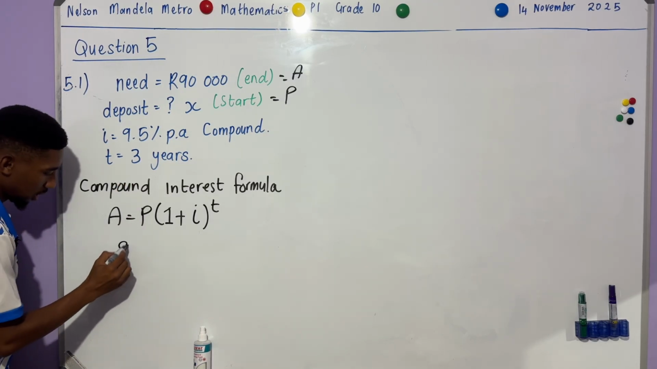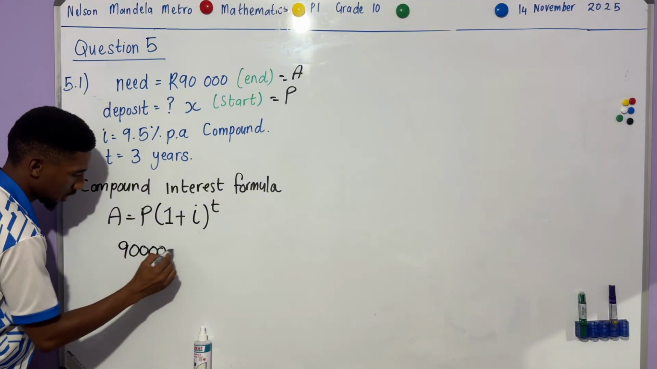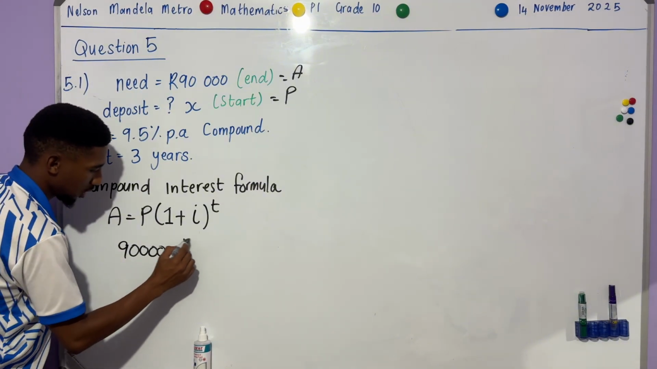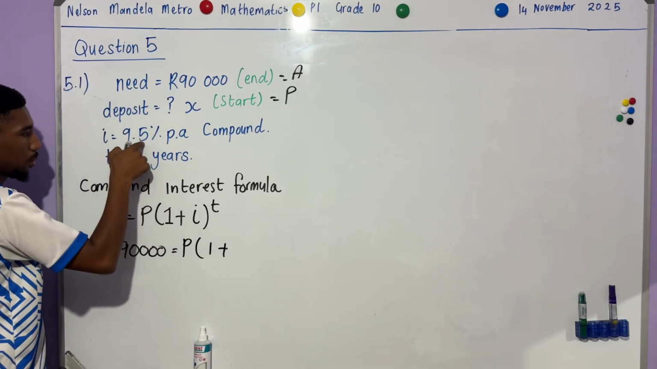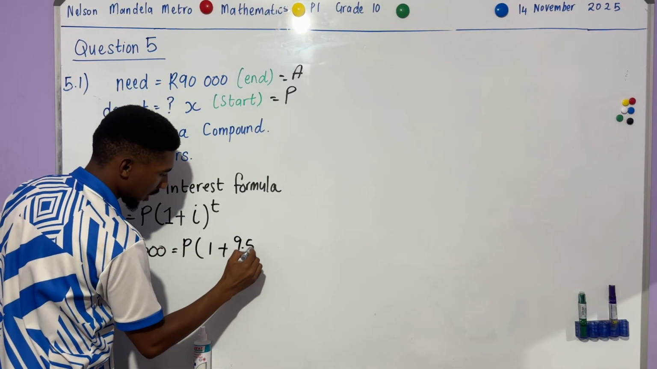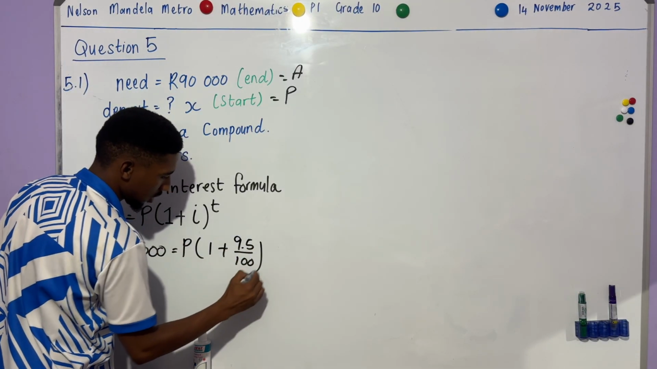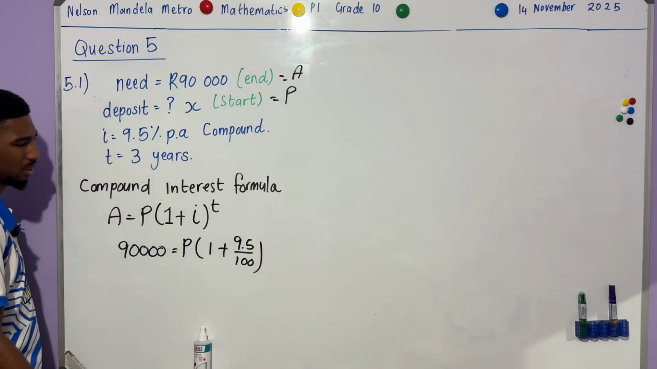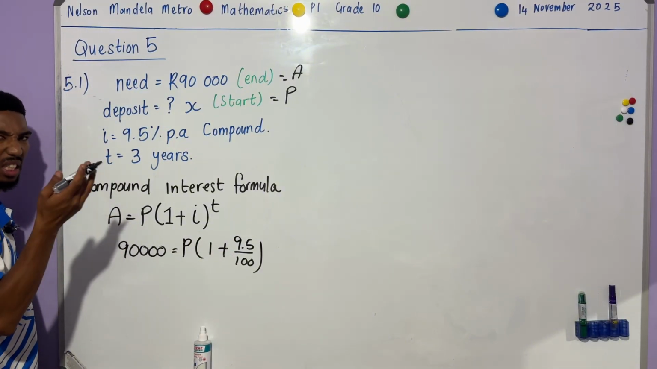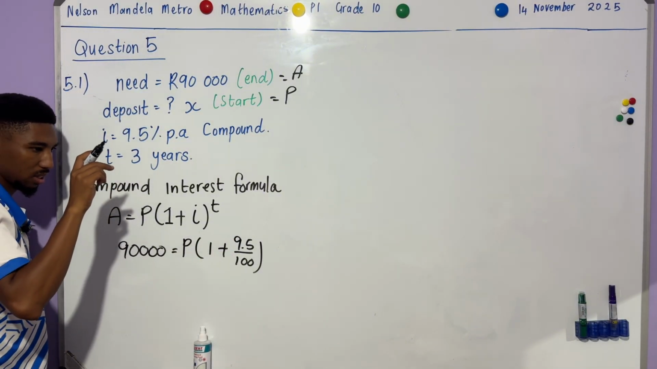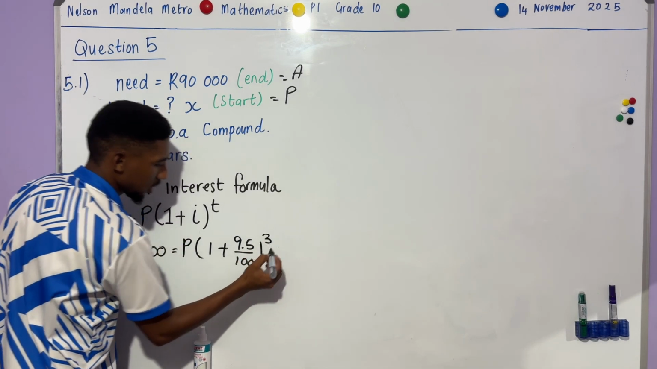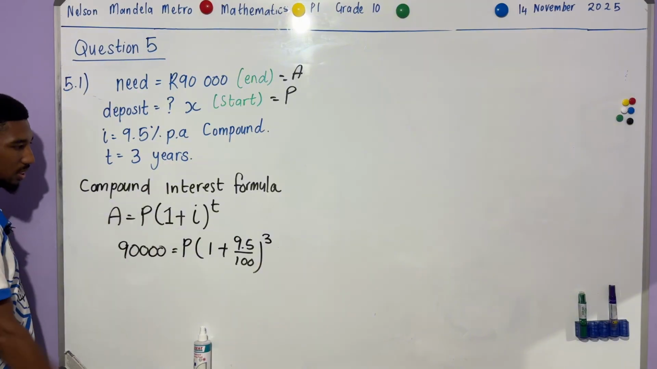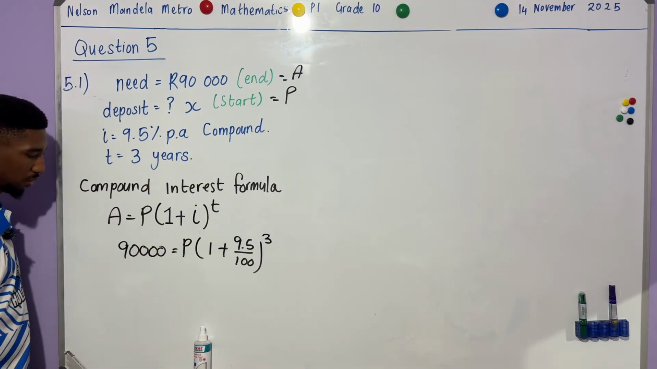So let us plug it into our formula. We have 90,000, which is at the end, is equal to P that we do not know, brackets 1 plus, now interest is 9.5%. So we have 9.5 over 100. We always have a percentage over 100. Some of you can put 9.5 and then the percentage symbol in the calculator, but let's just do it like this over here. And then the exponent is 3 because the years is t, number of years.